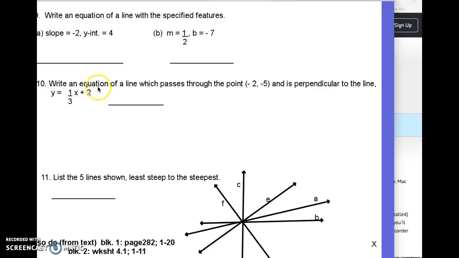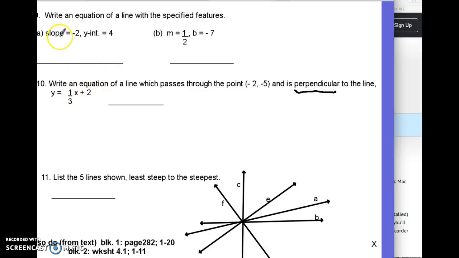It says write an equation of a line which passes through the point -2, -5 and is perpendicular, this is one keyword here, to the line y equals 1/3 x plus 2.